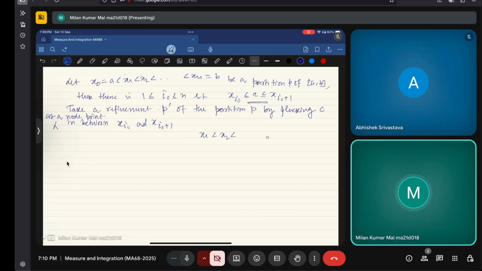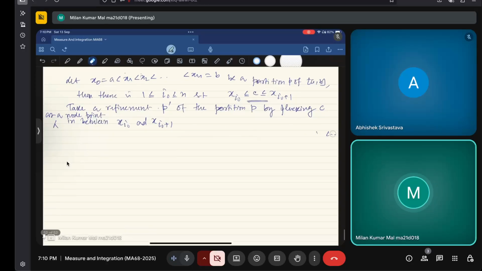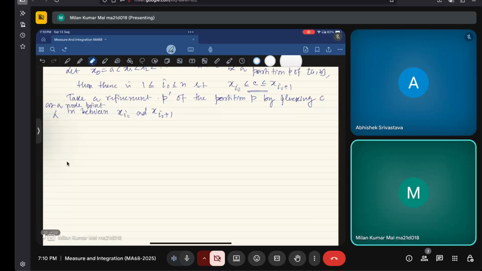So this will now be like this: this is less than x_{i_0}, this is less than c, this is less than x_{i_0+1}, and all the way up. This will be the new partition P'. If c is already a point of that partition, then we don't need to do anything; we'll consider the same partition.